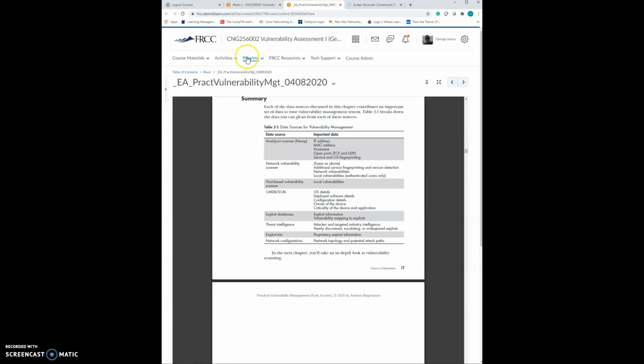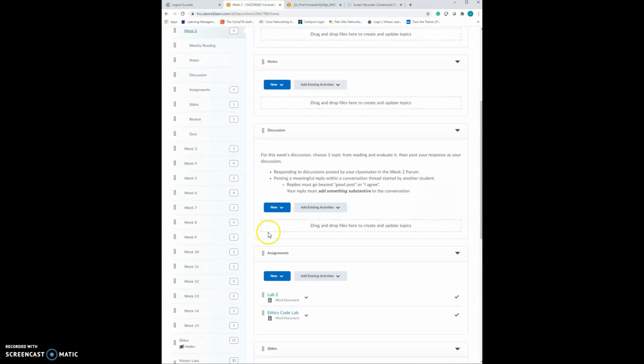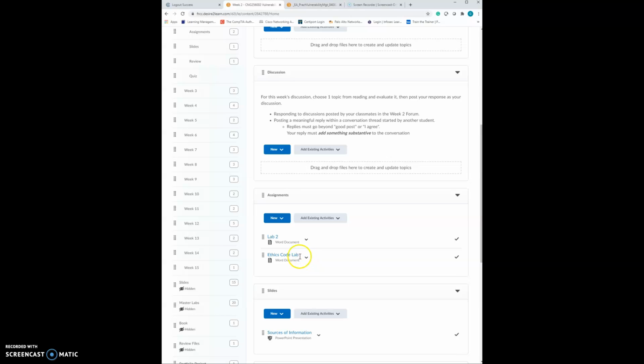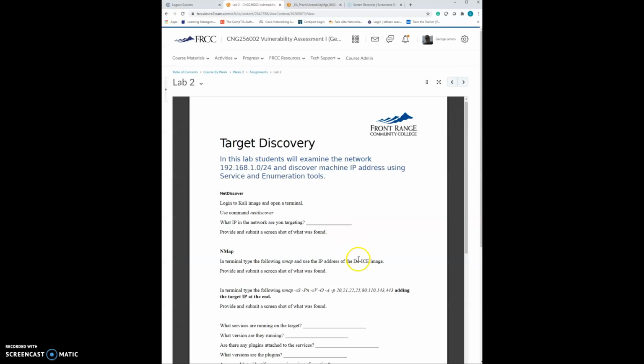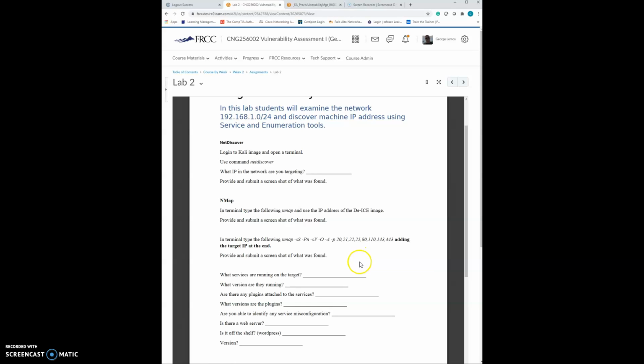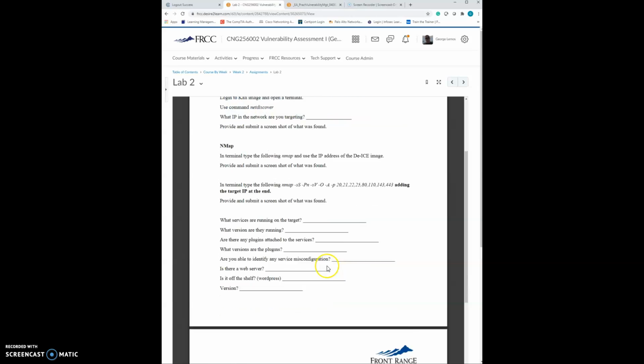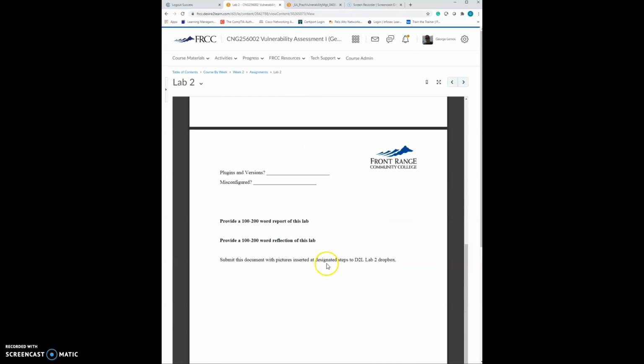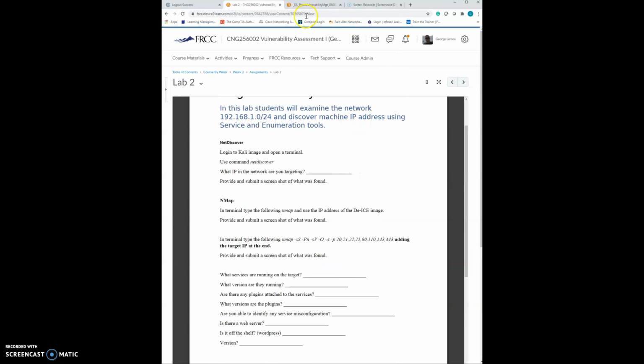This week for homework, you have Lab 2 and the Ethics Code Lab. In Lab 2, you do a walkthrough of NetDiscover, Nmap, and I believe that's it. It should be a pretty easy lab to do.